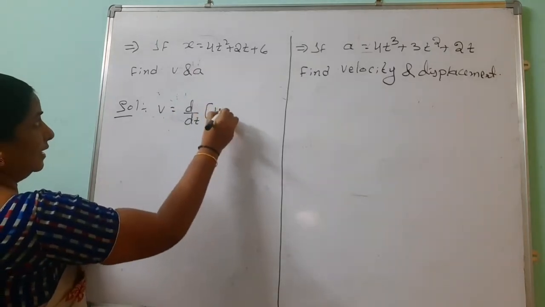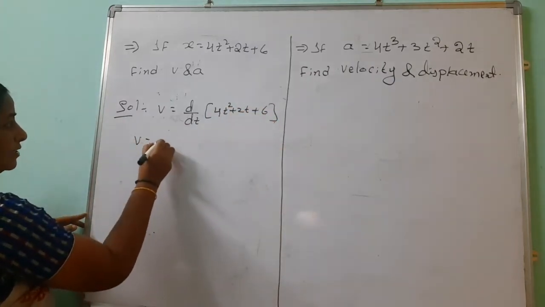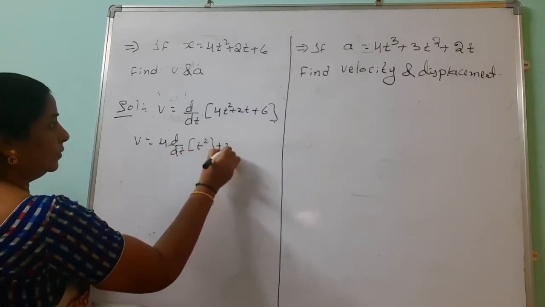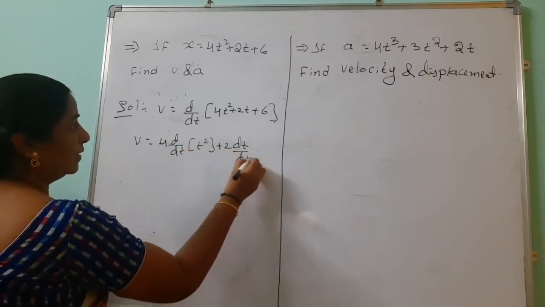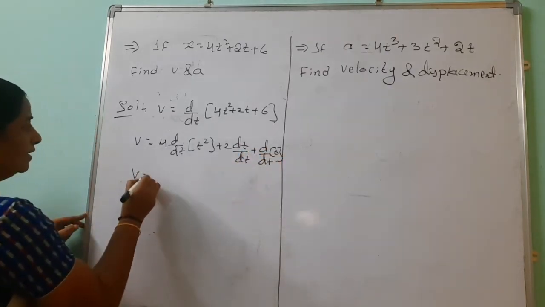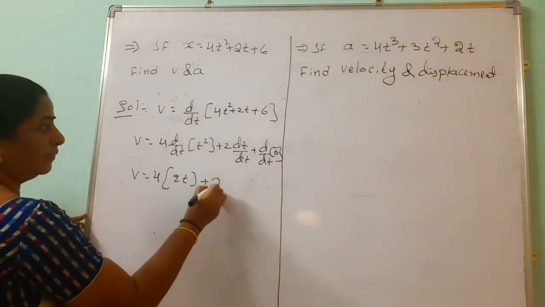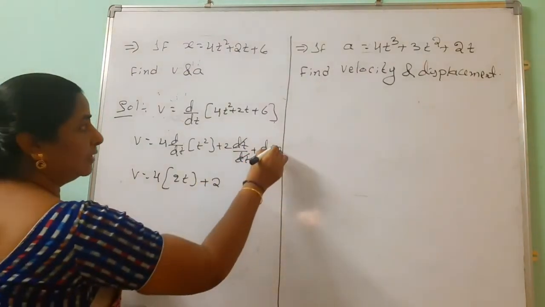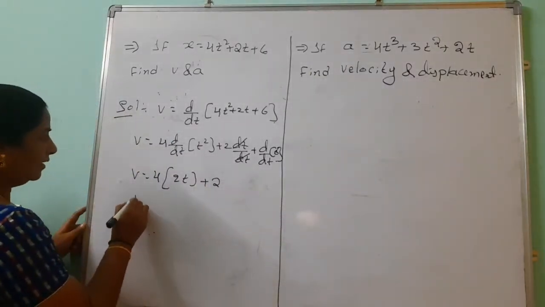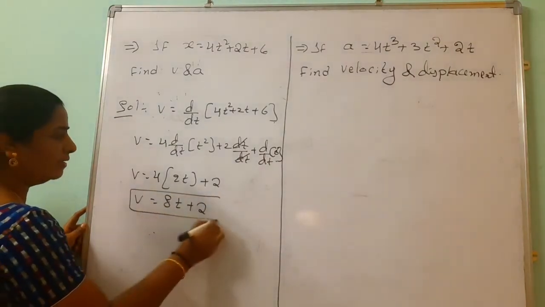Instead of x we are writing 4t square plus 2t plus 6. So v equals 4 is constant, d by dt of t square, plus 2 into dt by dt, plus d by dt of 6. V equals 4 into t square, differentiation of t square is 2t. This is 2. You know that a constant never changes with respect to time, so it is 0. Here velocity is how much? 8t plus 2. This is the velocity.